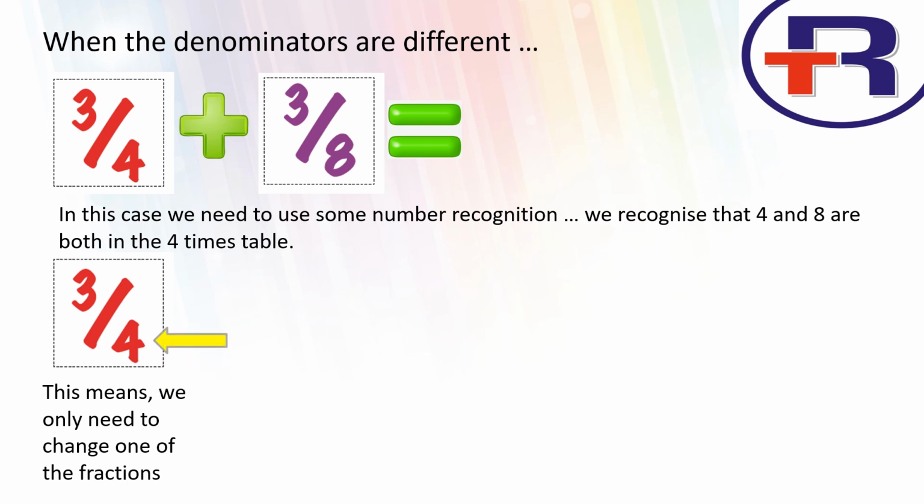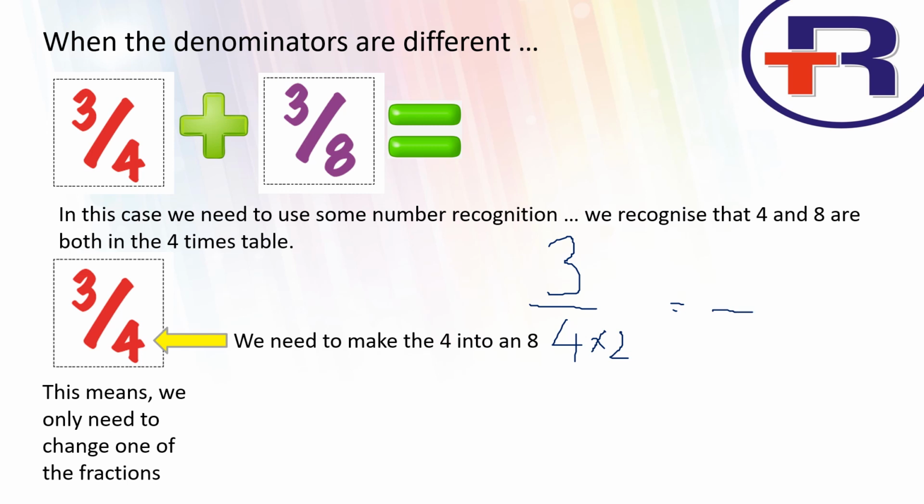And what we've got to do here is make that 4 into an 8 because remember the bottom numbers must be the same. So how do we do that? Well, quite simply, we multiply it by 2. So we're going to times that by 2, which is going to then give us an 8.